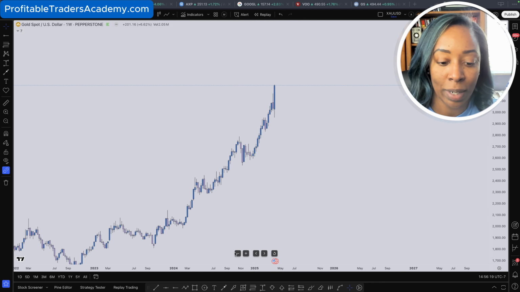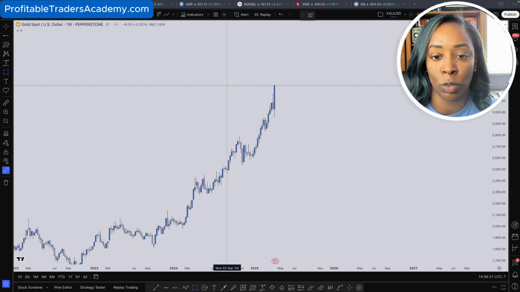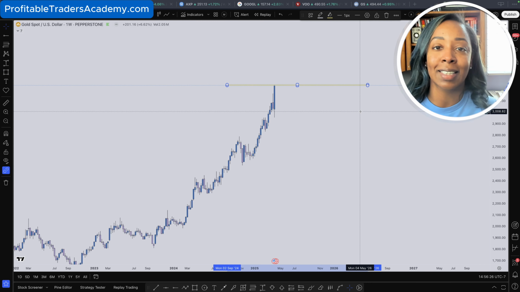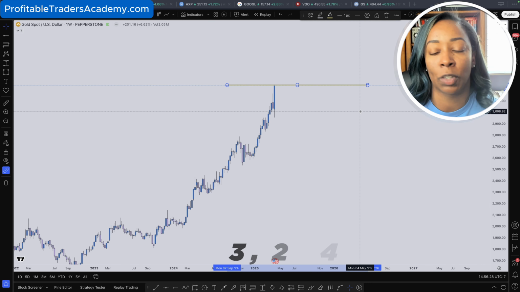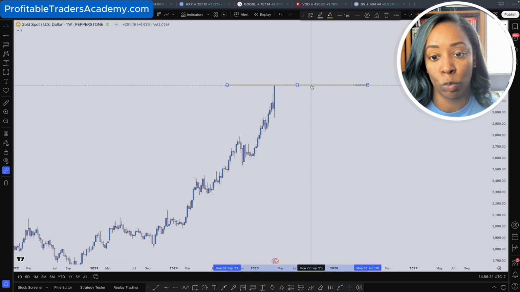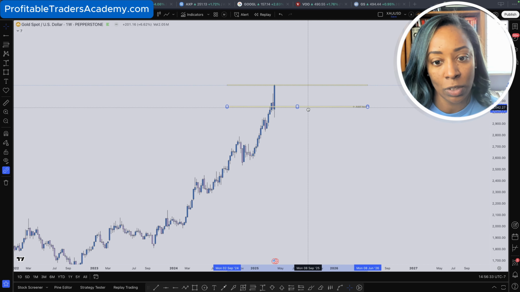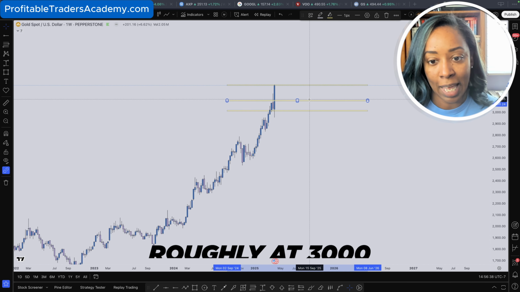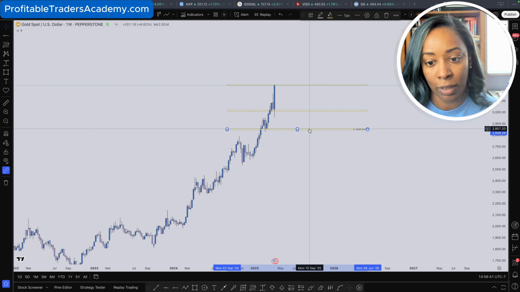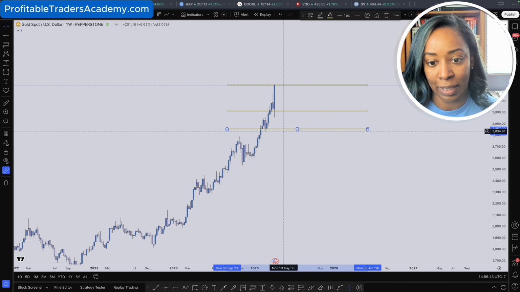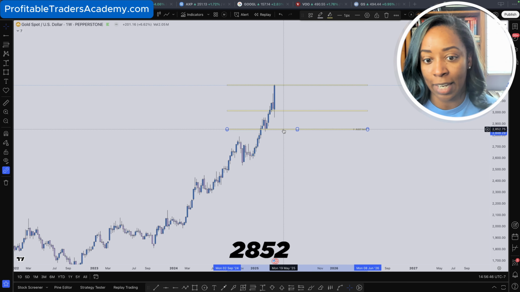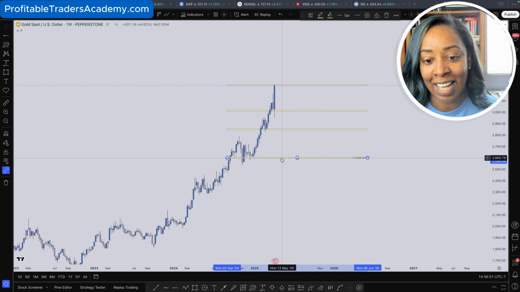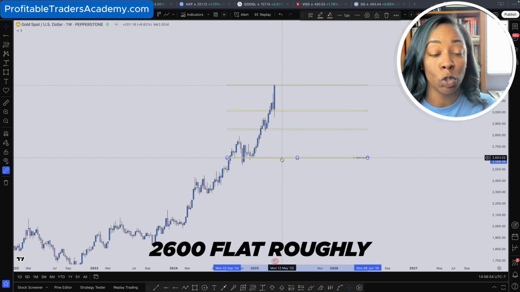The first thing we're going to do on this time frame is mark off the highest high inside of this market. The highest high this market has made so far is at 32.45. We're just going to take this level and clone it. Then we're also going to mark off other levels, like right here, roughly at 3,000, and another level here. This is a little tricky because of the gap, but this level here is at 28.52. And then one more level down here at 2,600 flat, roughly.